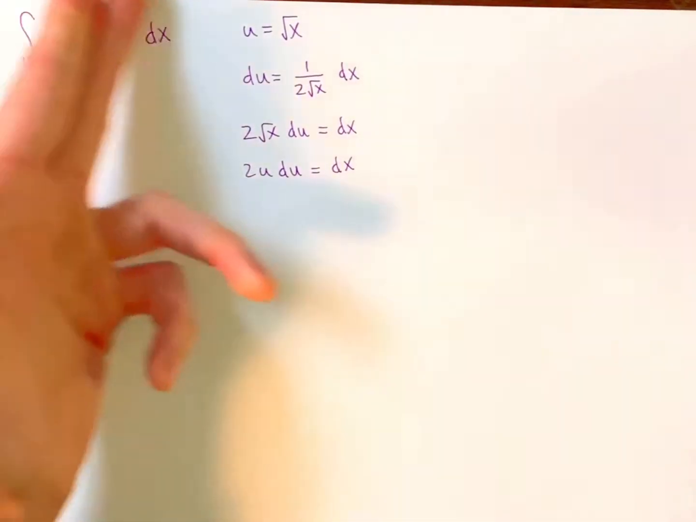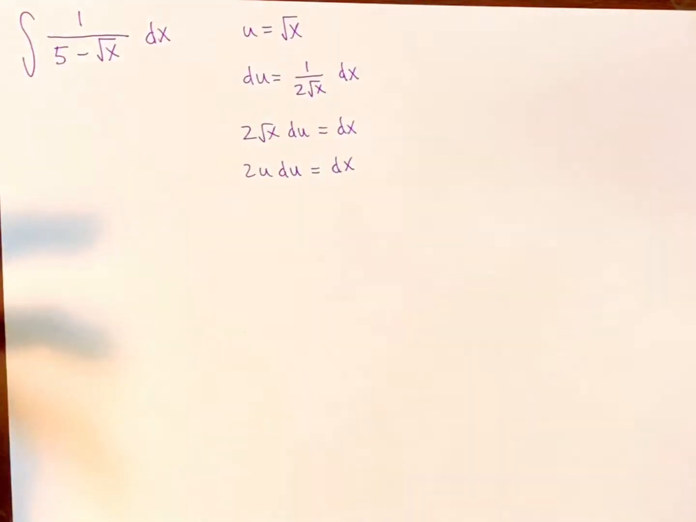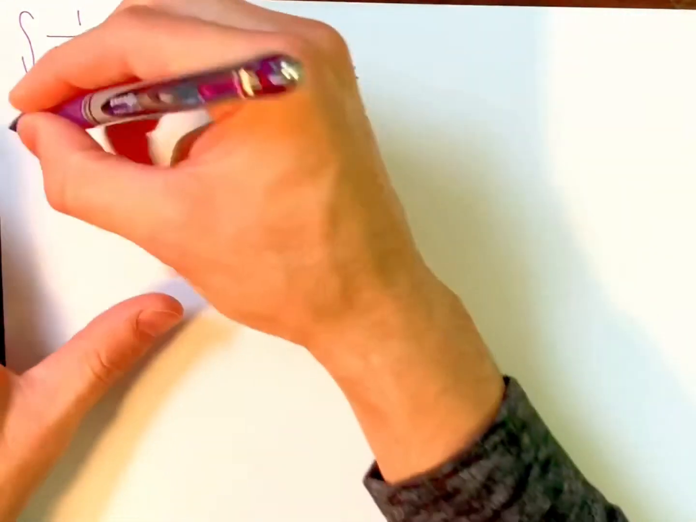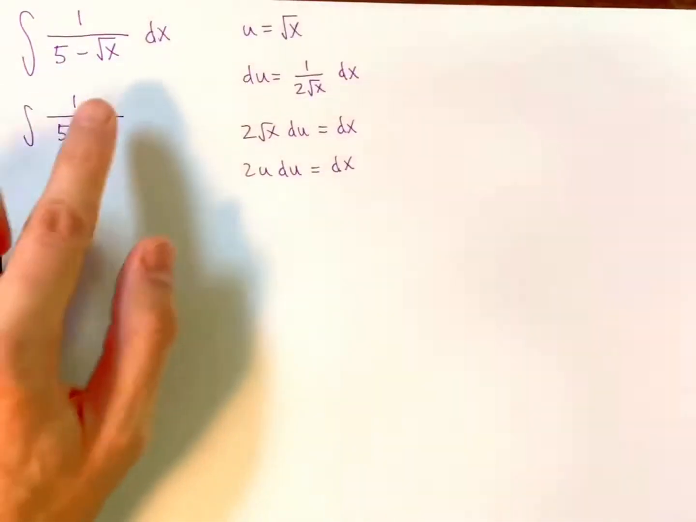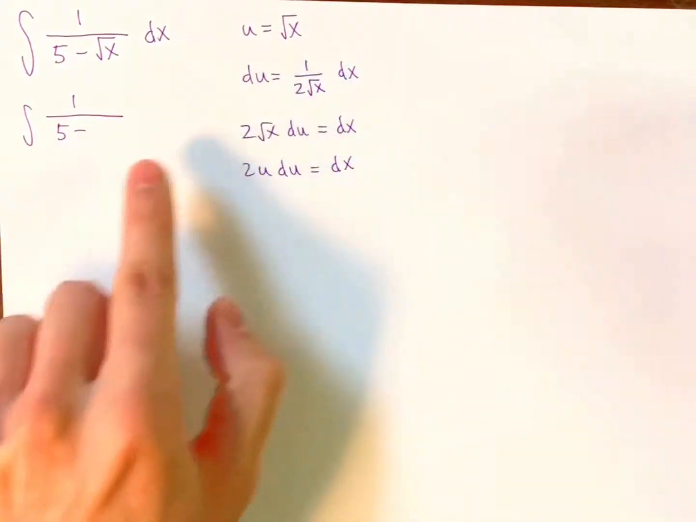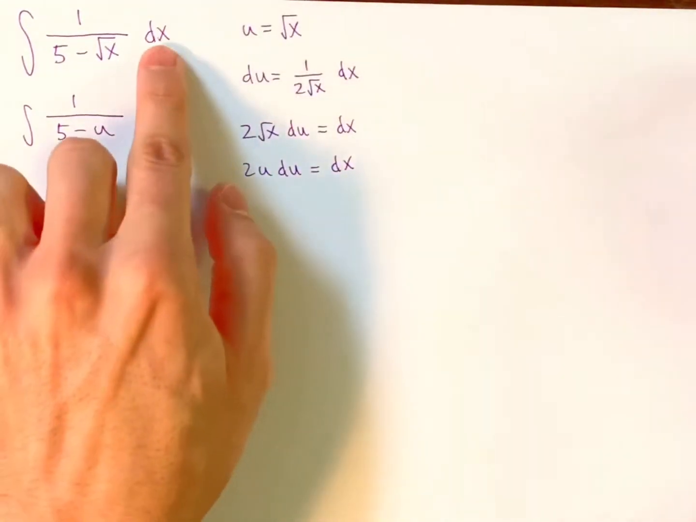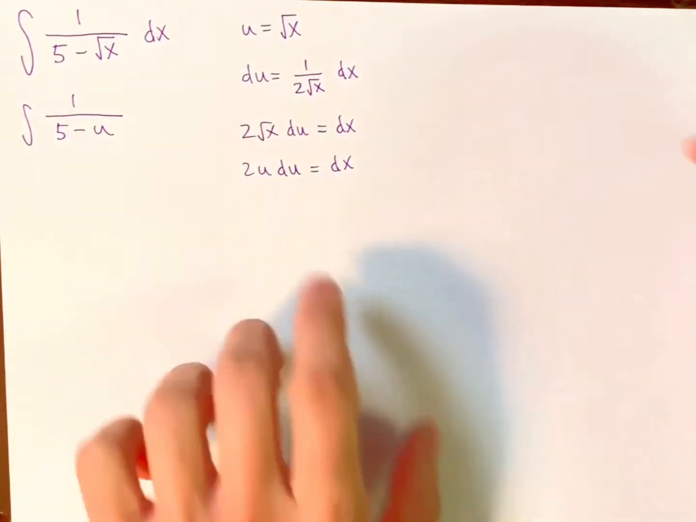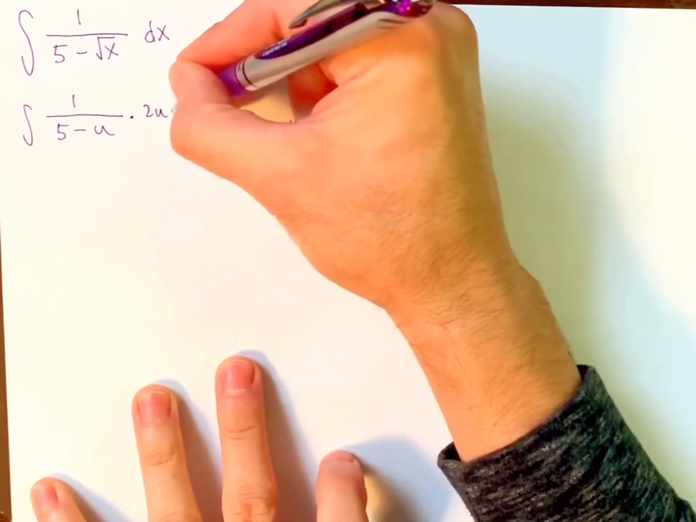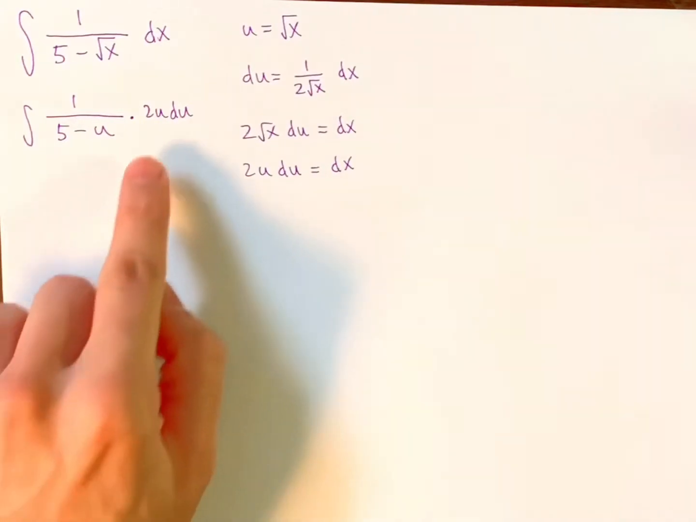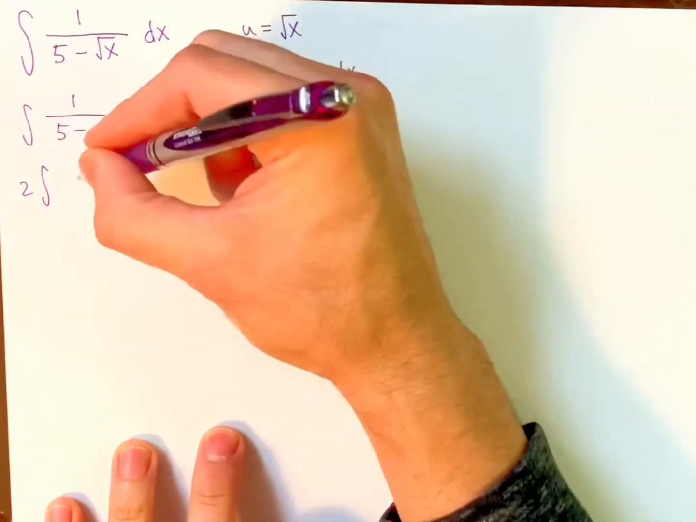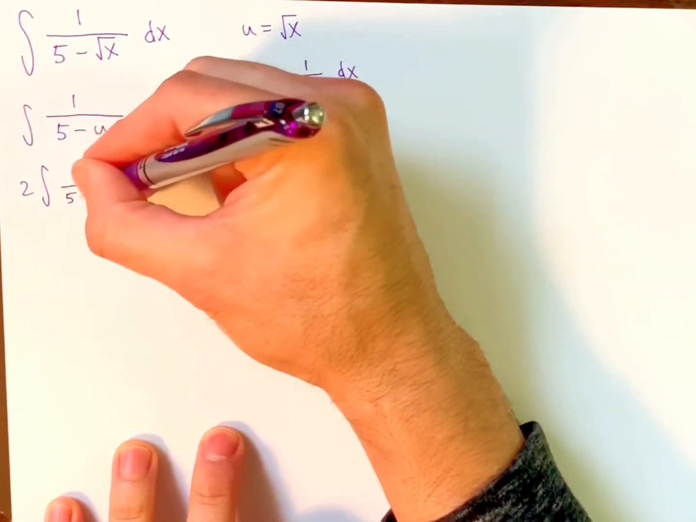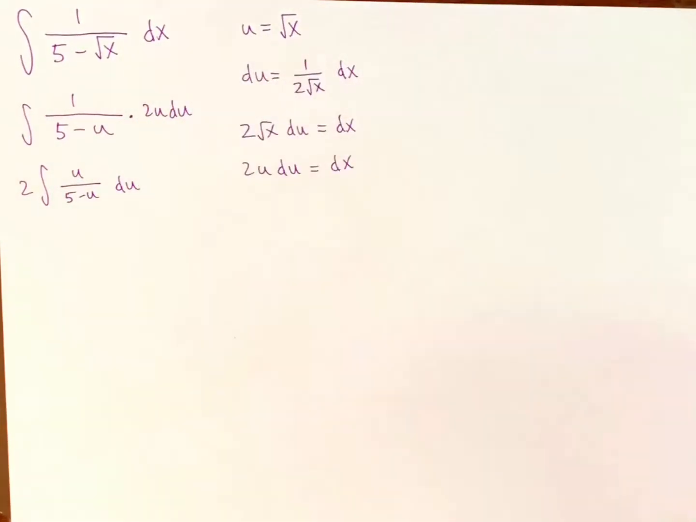Now let's go back to the original expression and make some substitutions. So we have this symbol here. The 1 stays. 5 minus, instead of square root x, we can just use u. Instead of dx, we can drop in 2u du. Why don't we take this 2 and move it out to the front? So this is what we're currently facing.